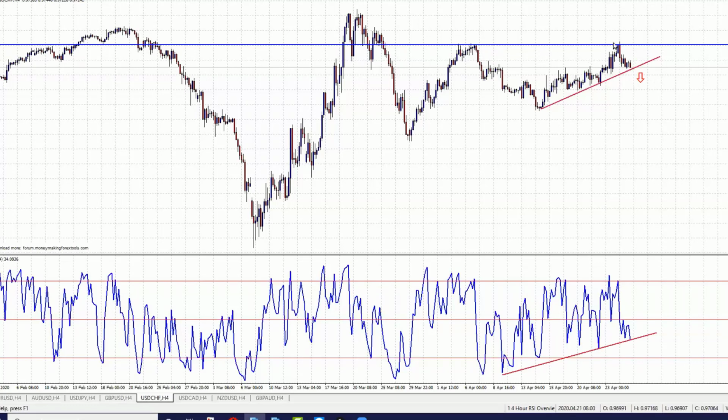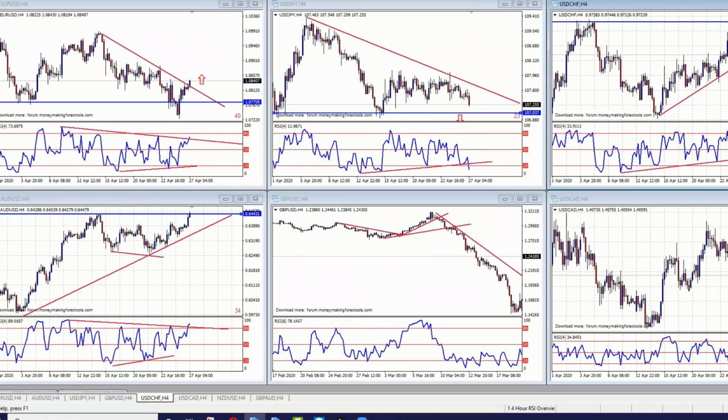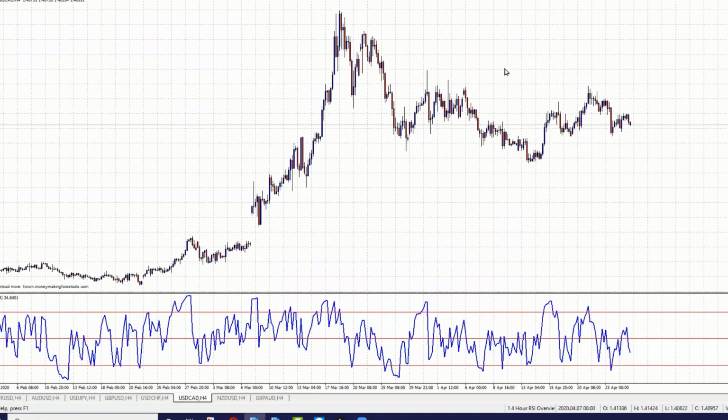So again, we've got a little triangle there. What's it going to do? Oh, at the moment, the RSI is saying no. I'm not committing on this one, because I'd like to see the trend line on the RSI violated first before that happens. Okay, let's go to the next one.